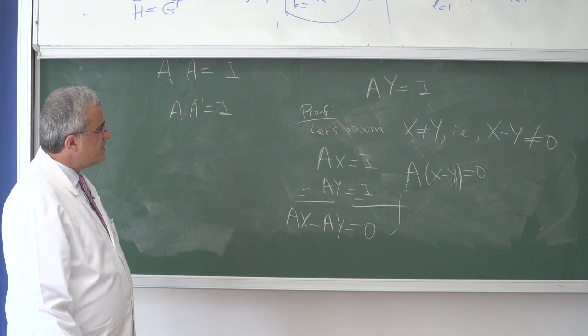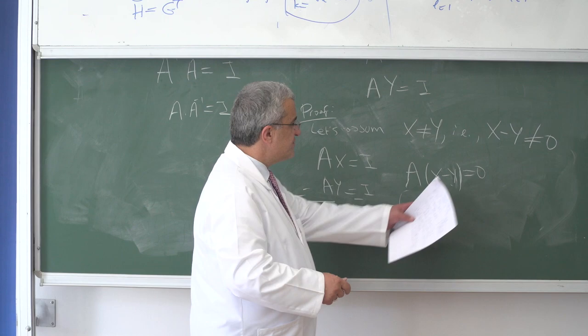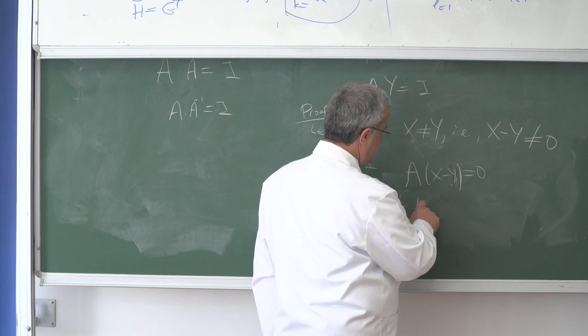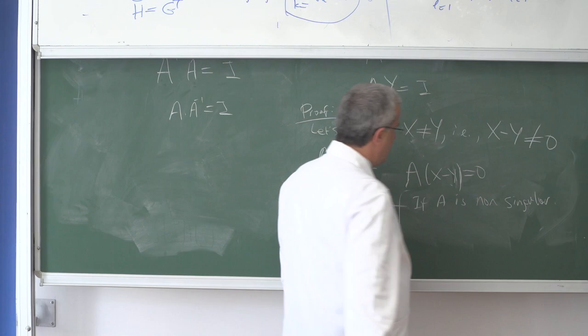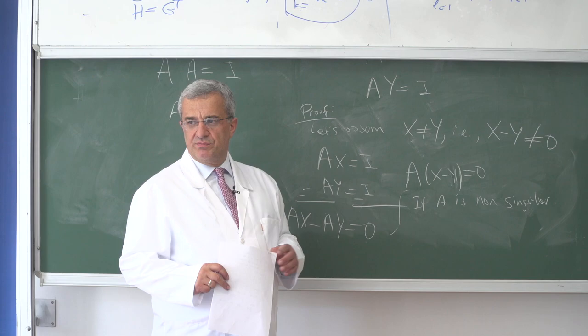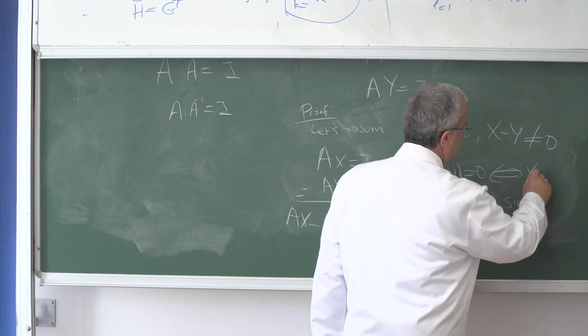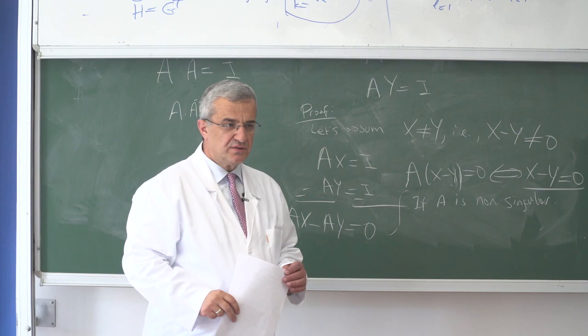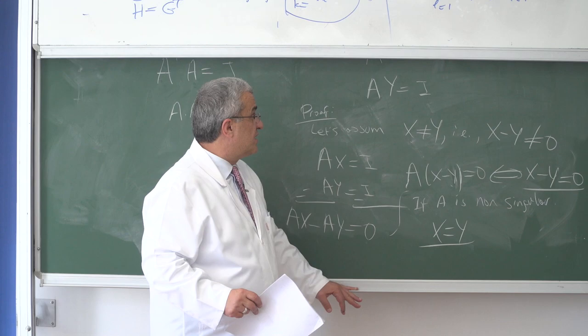What would that mean? That would mean that, if A is non-singular, what is the only solution for such an equation, AX is equal to B? X is equal to zero, right? This means X minus Y has to be equal to zero if A is non-singular, right? That means X is equal to Y, but this is a contradiction. So that means X and Y cannot be different. There is only one such solution.